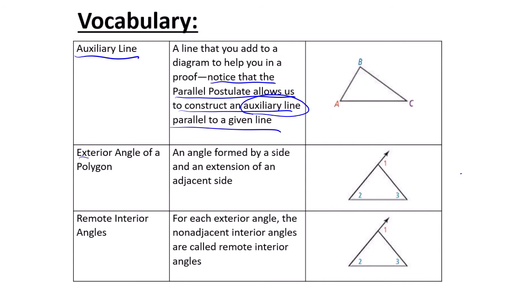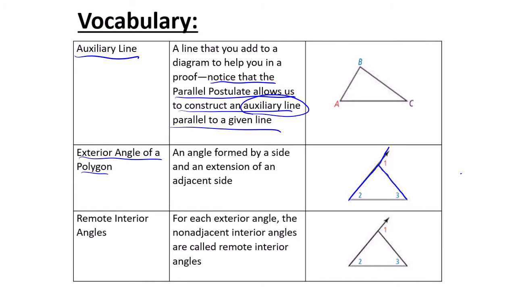The exterior angle of a polygon: if you extend a side of any polygon, then the angle formed by the side that's not extended and the extended side is an exterior angle. This other side can be extended too, so this would be another exterior angle here. It's the angle formed by an extended side and another side, outside the triangle or polygon.